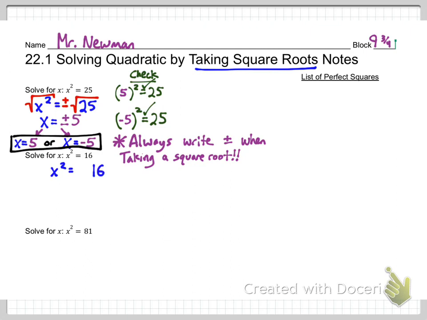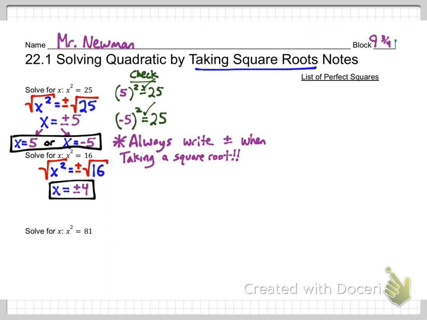X squared equals 16. Well, to solve this, we're going to take the square root of both sides. So the square root of x squared and the square root of 16, we need to remember to write plus or minus. The square root of x squared is just x because square roots are the opposite of squared, so they undo each other. And the square root of 16 is 4, so we write plus or minus 4. That is our answer. Now notice, you don't have to write out x equals 4 or x equals negative 4. You don't need to write that whole sentence out. You can be lazy like mathematicians and just write the plus or minus. Just recognize that that means you have two different solutions.